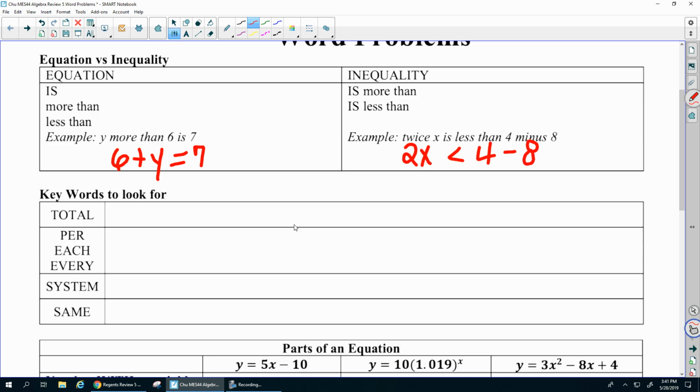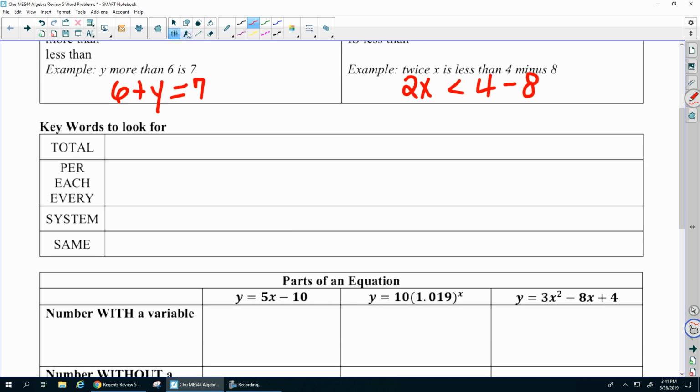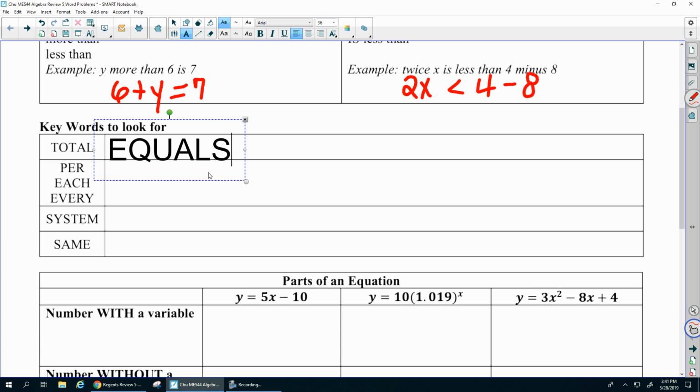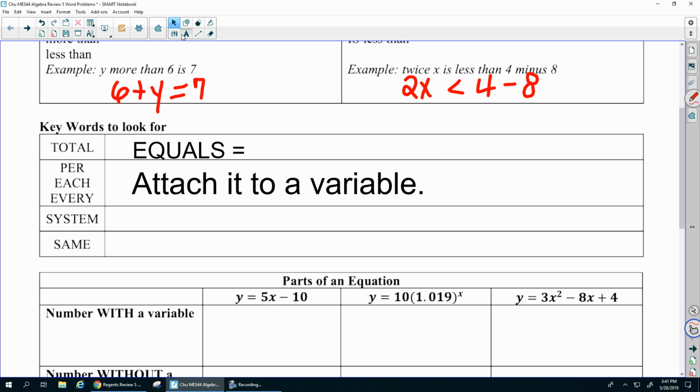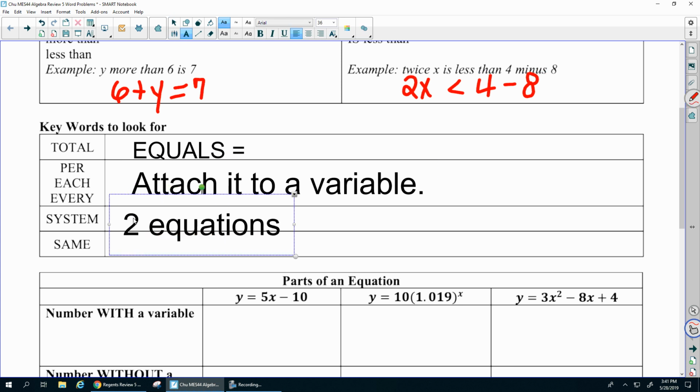As we look for keywords, these are some very important keywords that you want to keep in the back of your mind. When you hear the word total, we know that means equals to, okay? So that indicates the equals to symbol. When we see words like per, each, every, what this tells you is that you need to attach it to a variable, probably your x variable. System, we did system of equations in our last one, means two equations or inequalities. It just basically means two.